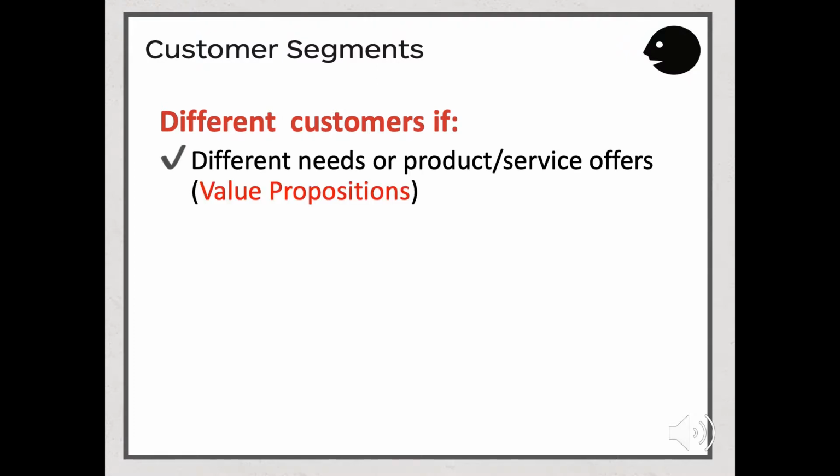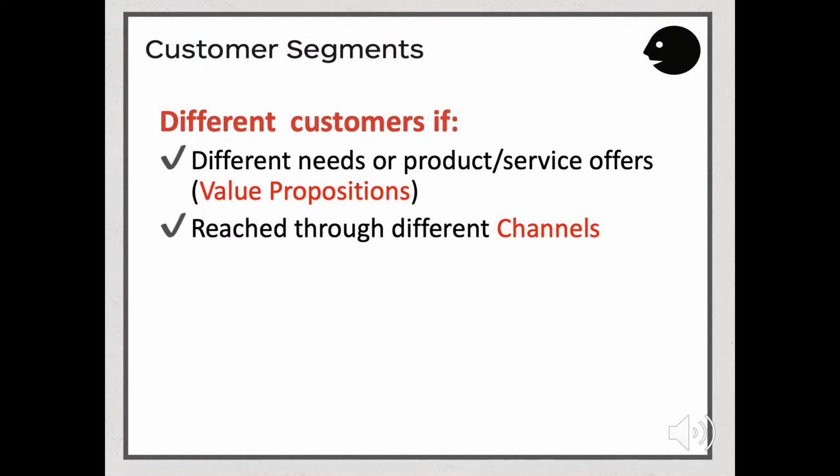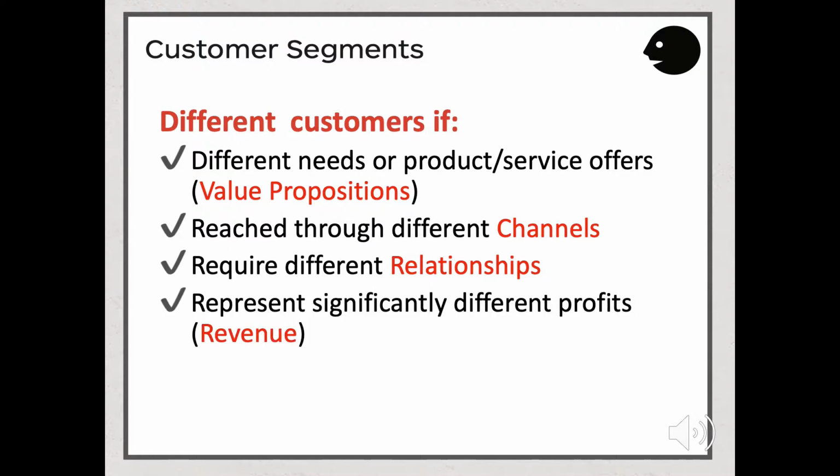In identifying each of your different customer segments, you will list different ones if you offer or fill different needs or provide different value propositions, you reach them through significantly different channels, you manage the relationships with these customers in significantly different ways, or they provide significantly different revenues. We will discuss each of these different factors as we discuss each respective section of the business model canvas.